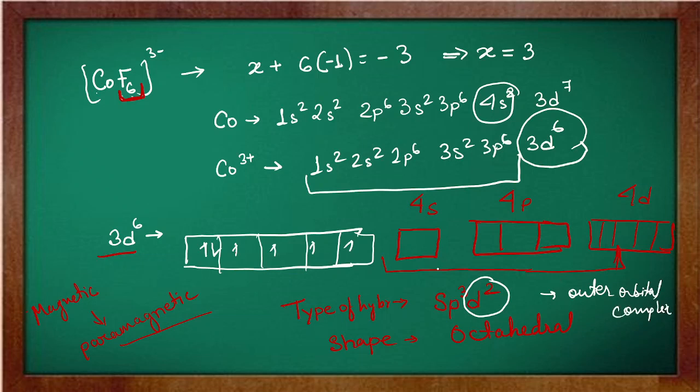Okay, so this is inner orbital, and inner orbital complexes are also known as low spin complexes, and outer orbital complexes are known as high spin complexes. I'll be doing one for you, and you have to see the presentation, how they are presented well.